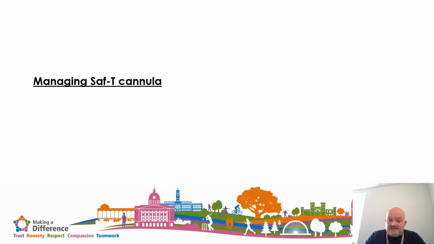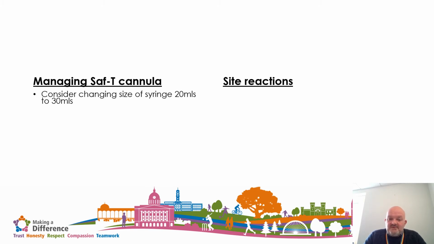How do we manage the Saf-T? So as I said to you before, it's about trying to manage the Saf-T so it lasts as long as possible. There's a number of things that we can do. For example, if you're starting off with a 20mm syringe and you're finding that you've got cannula issues and site reactions, you can switch to a 30mm syringe where you can add more diluent so the drugs are more diluted.